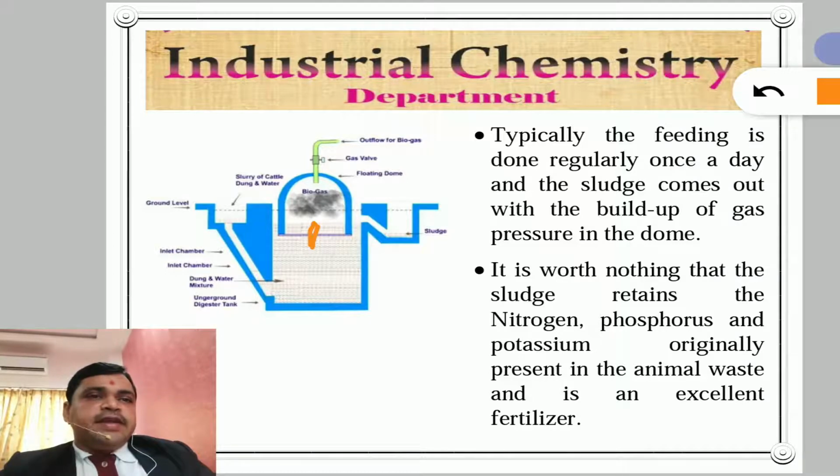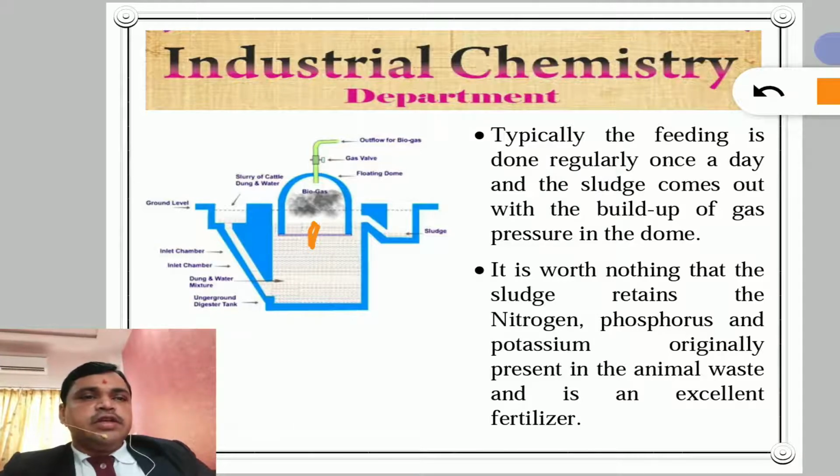So when gas is produced, it builds up pressure on this type of dome. So the dome is up and down, and the produced gas enters the storage tank or dome.